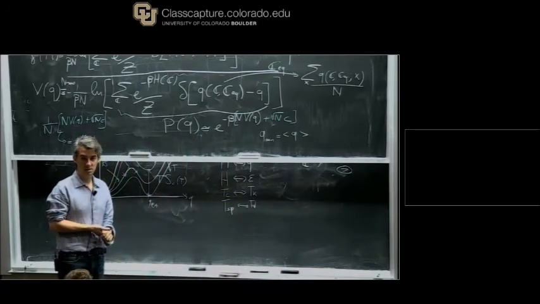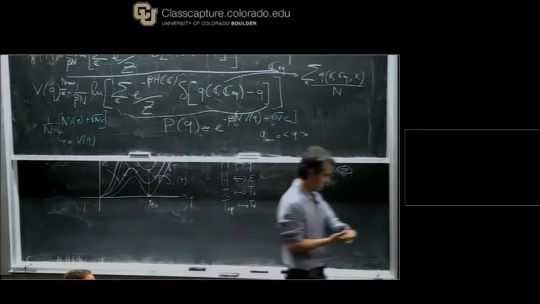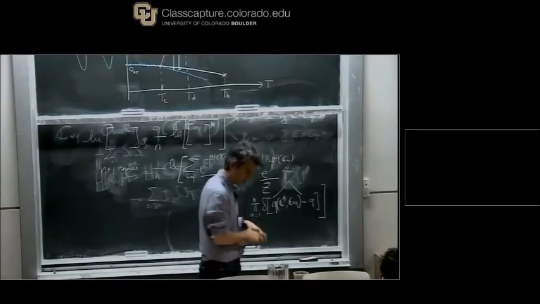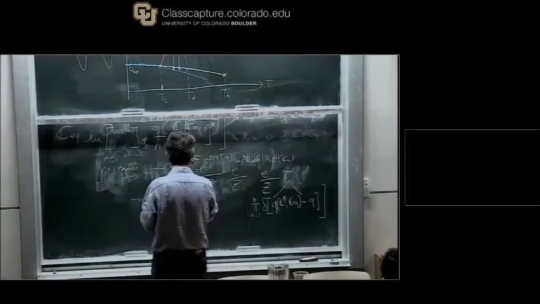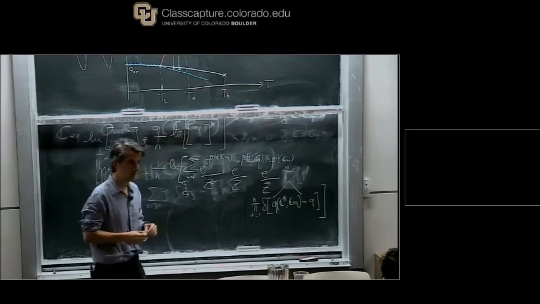Other questions? Yes. So in that expression, how did we drop the sum over C? Oh, no, it's just that it's not there. I have to sum over all the replicas, C1 to C n, small n. Yeah, sorry.